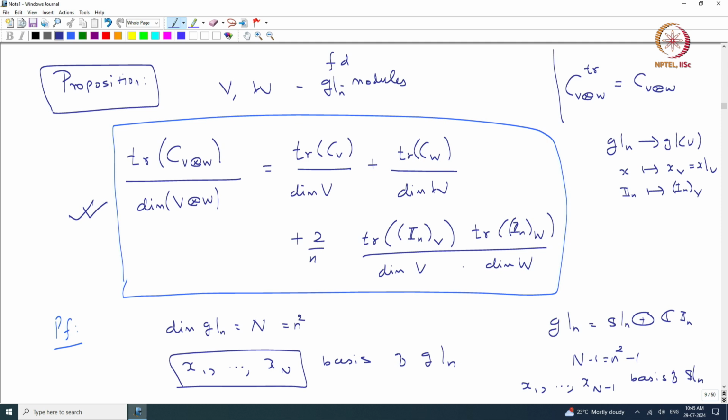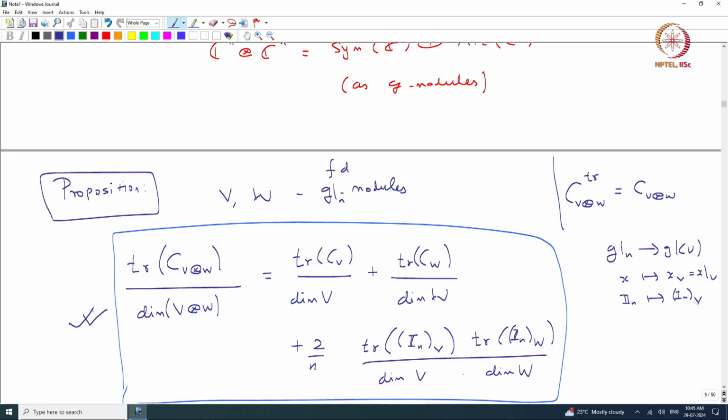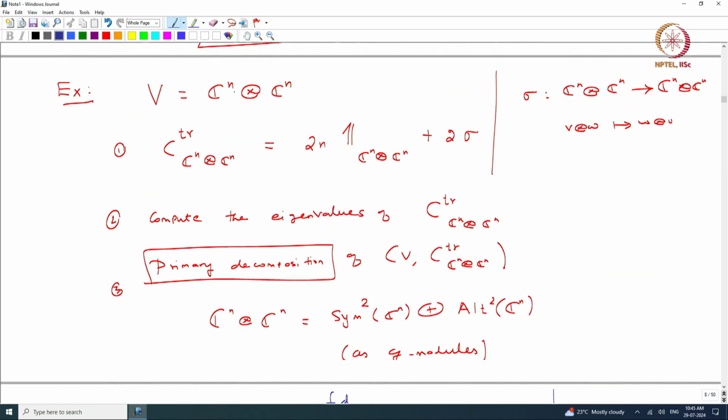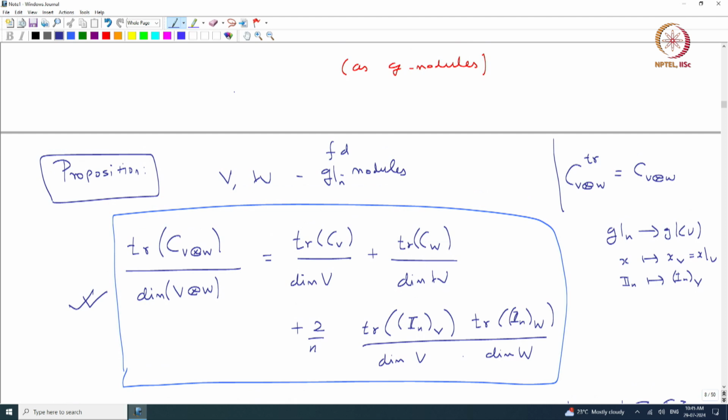We will be using these formulas later to understand the tensor product of irreducible representations. So, this completes what I wanted to tell about Casimir operators. Okay, I will stop here.